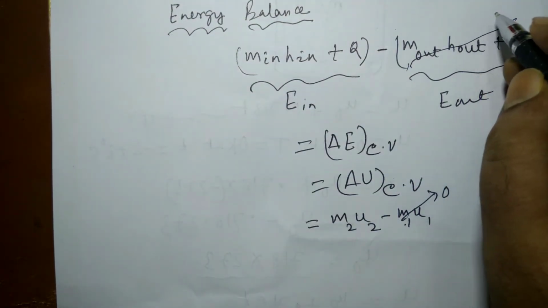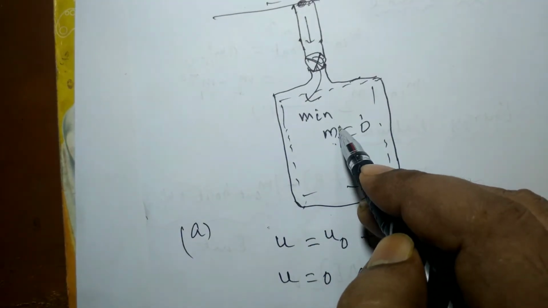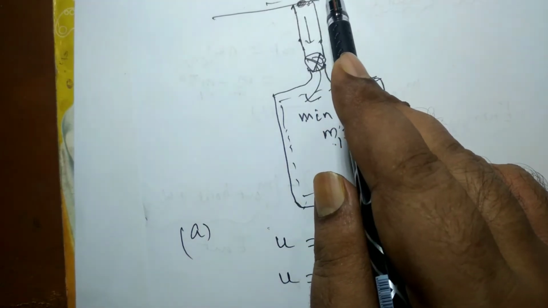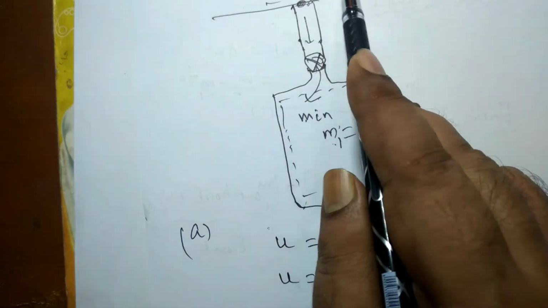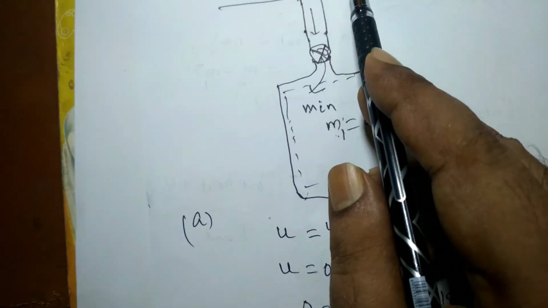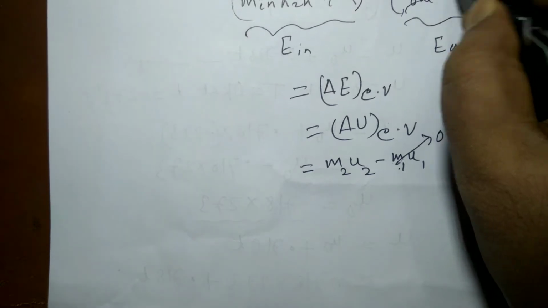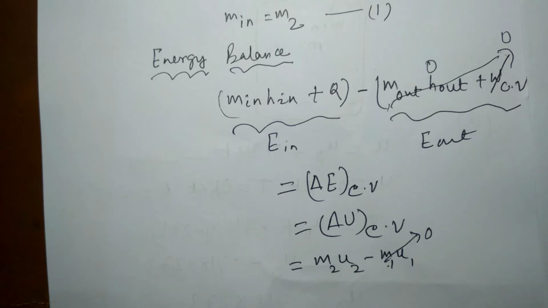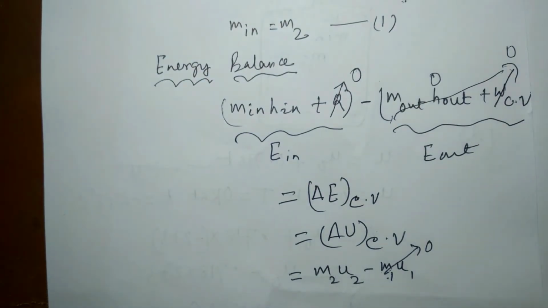There is no mass leaving the control volume. In this case only mass is entering the control volume, and this process can be assumed to be a uniform process, so that during the whole process neither the temperature nor the pressure of the air in the supply line changes, and those properties can be assumed to be constant. So M2 u2 minus M1 u1, and these two terms are 0. No shaft is attached here, so W of CV is 0, and it is given that the bottle is insulated, so we can take Q as 0 also.